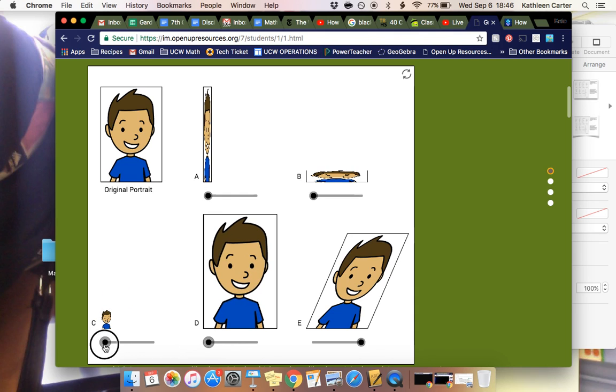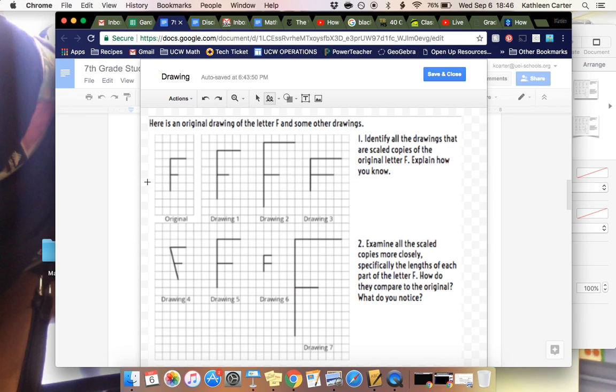This kind of enlargement or diminishment is what we would call scaling. So it's a copy because it's exactly the same shape, but it is a scaled copy because the size has changed. So same shape, different size. Original portrait, C and D would all be scale copies. So then the question is, what can we do with that if we have some letters?